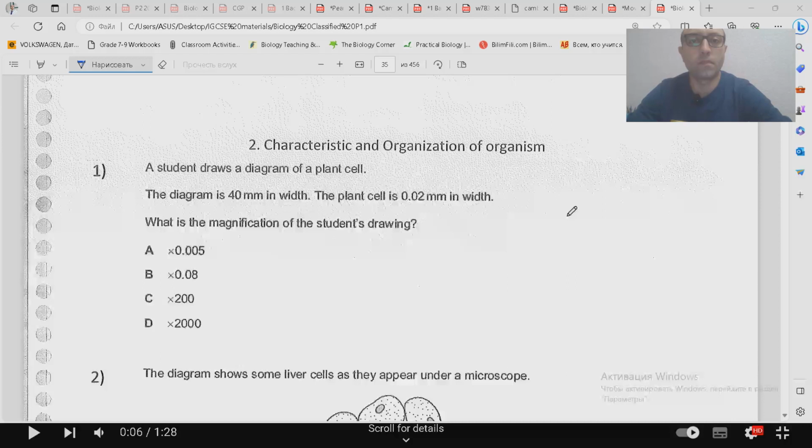Today we are going to talk about characteristics and organization of organisms. I will try to explain certain questions and their correct answers also. Let's begin with the first question.